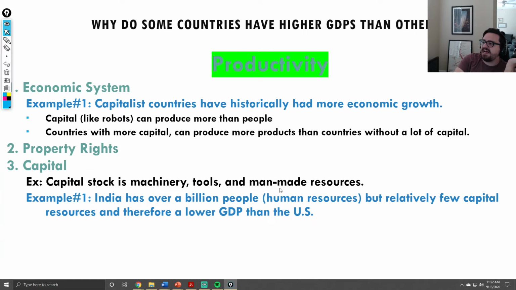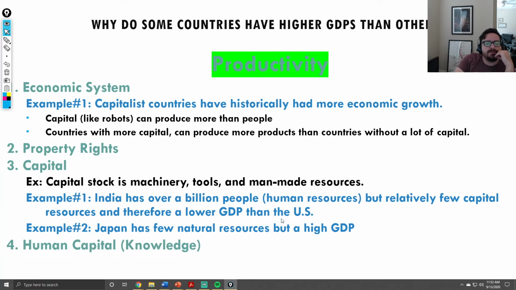India has a lot of people, but not a lot of capital, which is why it has a lower GDP than... The GDP is pretty dang close to, if not lower than, Texas. Human capital, brain power, knowledge, education, that helps too. And then natural resources are sort of your fail-safe. If you don't have a lot of the other things, you can be really high on the list if you just have a bunch of natural resources.